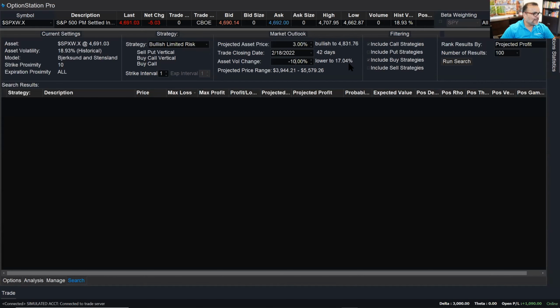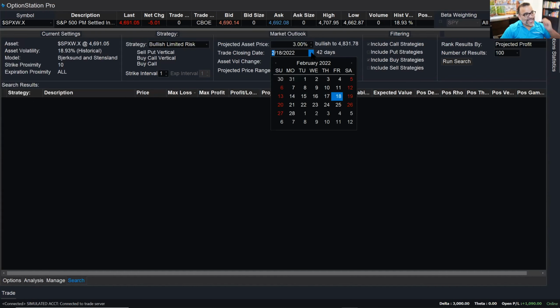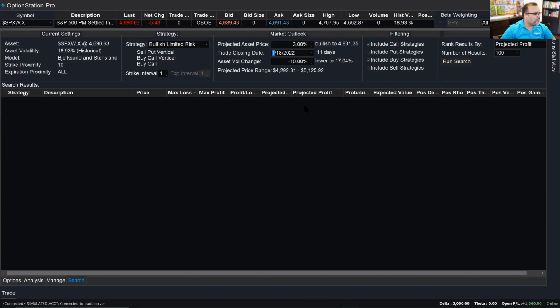You can see that if we put in negative 10, we are expecting the volatility to drop to 17. All right, so if we want to do a trade close of 10 days, maybe go back here to January. Today's the 8th. Let's suppose that we want to take that until the 18th. And what would you like to rank the results by? Projected profit?